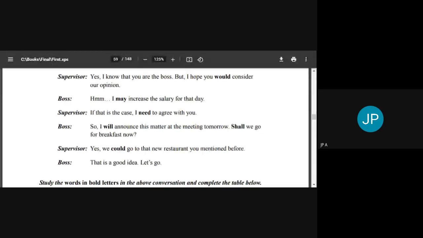So next one is also a suggestion. Yes, we could go to the restaurant you mentioned before. That is also a suggestion. We could go to the new restaurant you mentioned before. That is also a suggestion. So that is the concept. So the boss also says, okay, that is a good idea. Let's go. So that is the end of the conversation. Okay. So let us move on to the next activity.